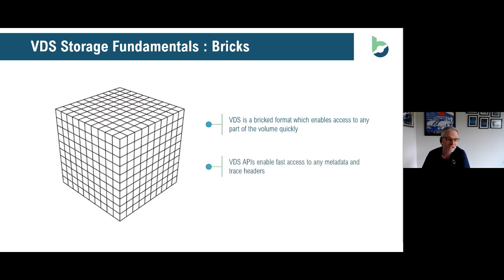VDS is API based, and the APIs enable fast access to metadata. So it's possible to read things like the trace headers of a seismic survey without opening the entire data set. Simply read just the parts that you want. The Access Engine enables very fast queries across brick boundaries as well. So you're not just limited to querying the bricks.